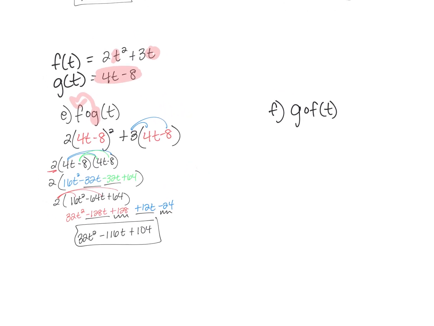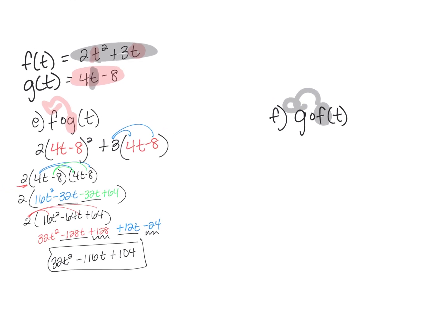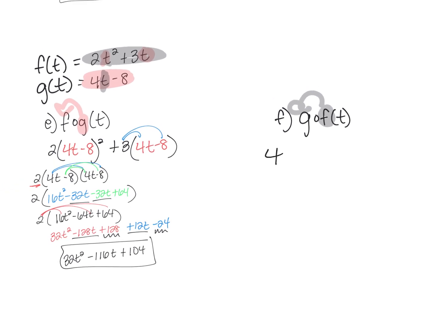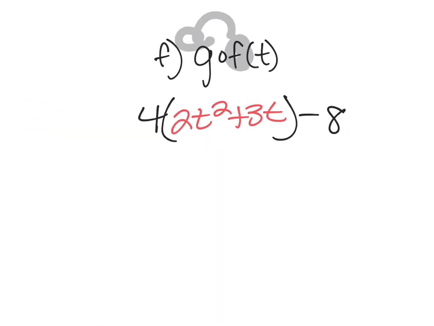Okay, so this time we're plugging in the f into the g. So taking this whole f and plugging it in for that g. This one is definitely going to be easier. So I have 4 times 2t squared plus 3t. I'm changing colors. I'm trying to be good with my color coding on this. And then I have a minus 8 that I need to drop down.